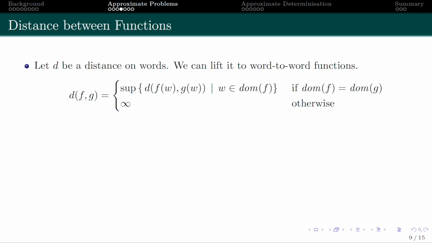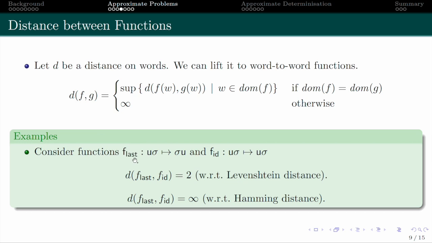For example, consider the function f_last, which moves the last letter up front, and the identity function, which outputs exactly the same word as input. Now what is their distance, say with respect to Levenshtein, where you are allowed insertion, deletion and substitution? First of all, their domains are the same.